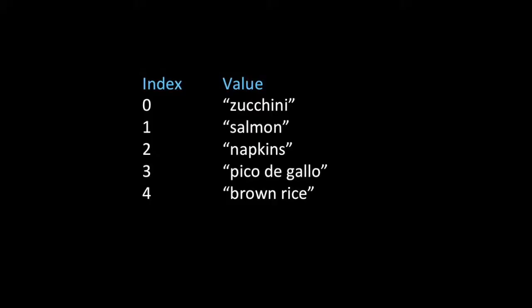Here, for example, is an array that represents my grocery list. The first element in the array has index 0, and its value is zucchini. The second element in the array has index 1, and its value is salmon, and so forth. In this example, there really isn't any order to the items in the array, but putting them in an array data structure makes it possible to refer to the entire list instead of having to create a whole slew of variables.